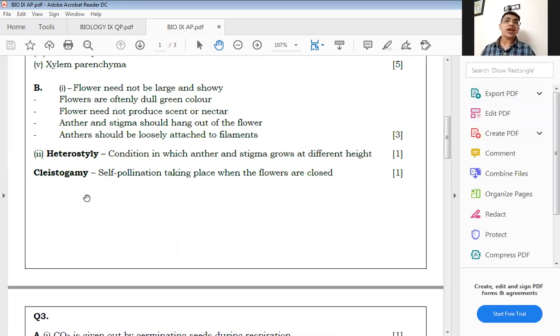The second one is known as cleistogamy. Now in this cleistogamy condition, the petals of the flower always remains closed. And as it doesn't open at all, there is no chance of cross-pollination. So we say cleistogamy is self-pollination taking place when the flowers are closed. So that is all about cleistogamy.